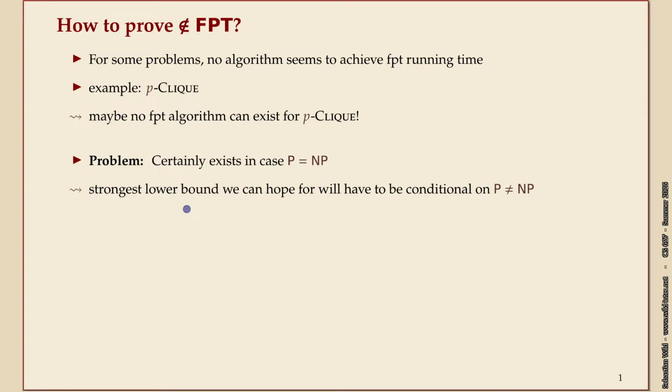So the strongest kind of lower bound we could possibly hope for, given this uncertainty whether P is equal to NP, would be something conditional on the assumption that P is not NP. That's the least we need. We'll actually seem to need more. This is not going to be sufficient.